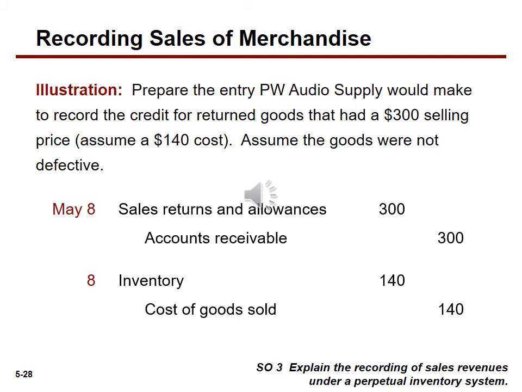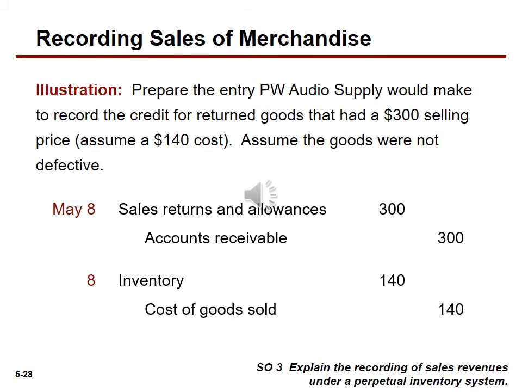This would take the sales revenue account's place. And then we're going to also reduce or credit our accounts receivable, since we're not going to ask Souk Stereo to pay us 3,800 now. We're now going to ask them to pay 3,500 only. So we're going to reduce our accounts receivable by $300.